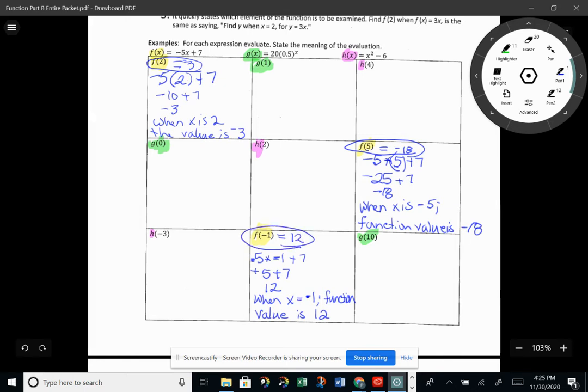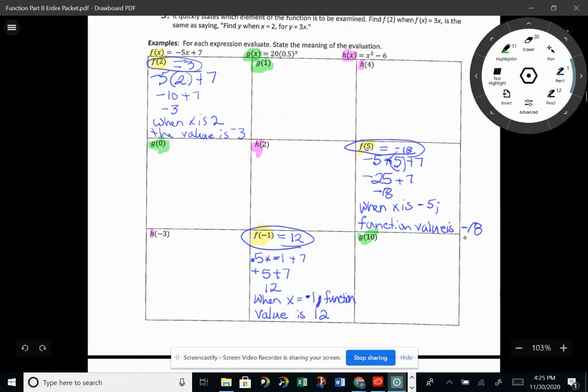All I'm doing is writing out what it really means, and the reason we use function notation is that the part I've circled is a lot easier to write than that little sentence: when x is equal to -1, that function value is 12. It's a lot easier to write the other one.